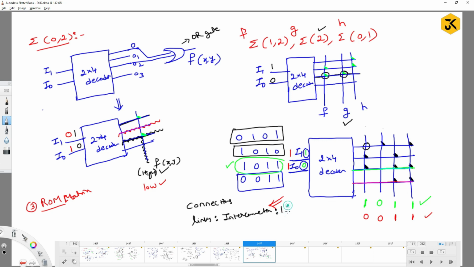How many links are there? 16 links are there. You can directly understand. 2, 3, 4, 5, 6, 7. So like this, it is a kind of 4x4 matrix. So we are going to get a total of 16 links. And how many connections are there? Connections means number of inputs and number of outputs, right? So what inputs are there? The inputs are 4 lines, and total outputs are 4. So in total you are going to get 8 connections.